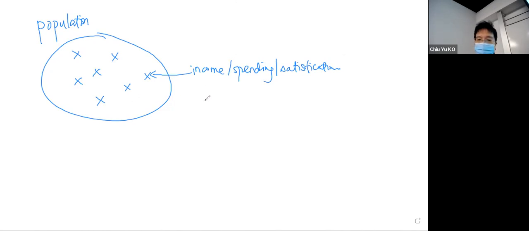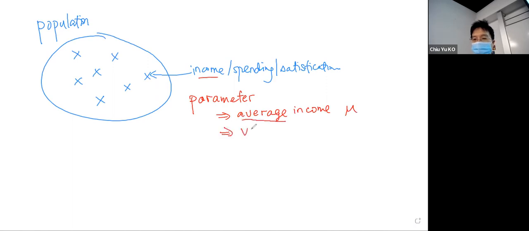So usually we're interested in what we call some parameter. If you focus on income, we care about the average income, which is mu. Sometimes we also care about variance, which is sigma square. These are two parameters of the model, and we want to know what they are.